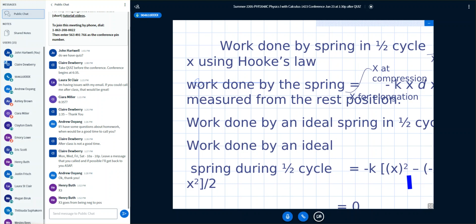The work done for half cycle then is: integrate, take the -k out because it's not varying. It is the elasticity, a constant. And the integral of x dx, would everybody agree it's x squared divided by 2?